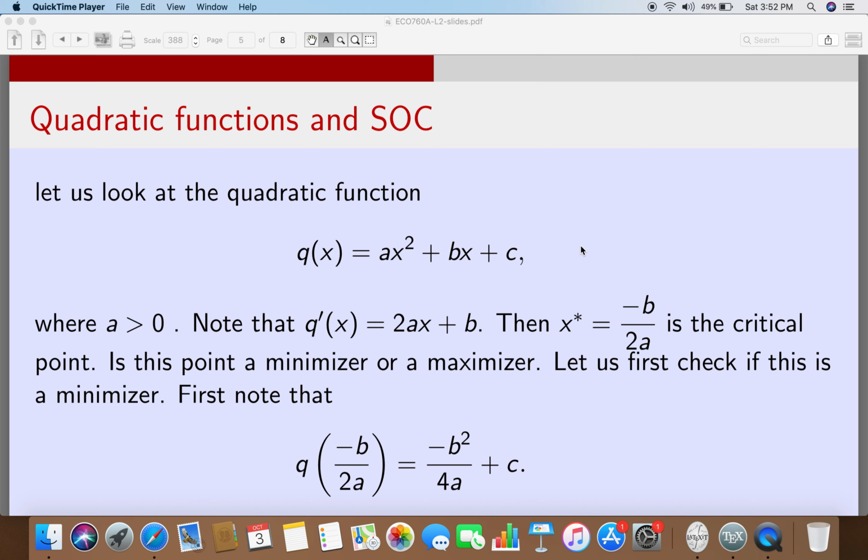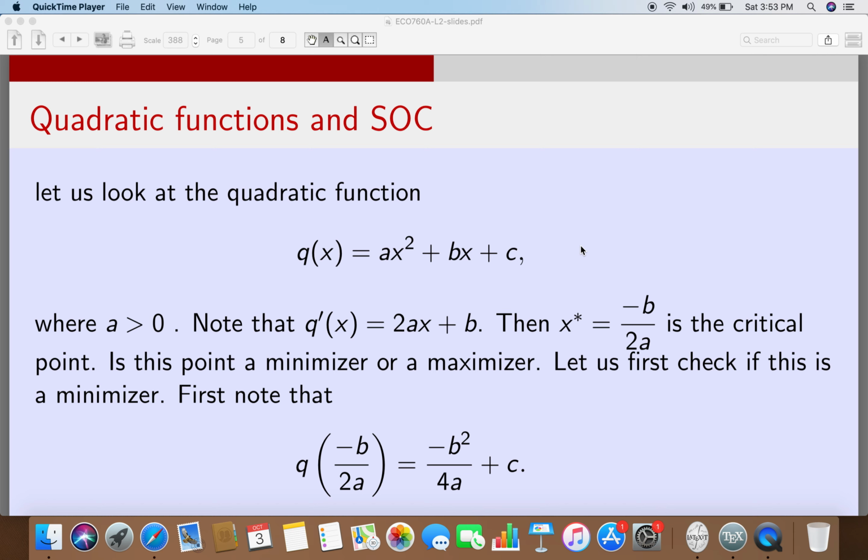Let us now look at this quadratic function q(x) equal to ax square plus bx plus c. You have heard about linear functions, you have heard about quadratic functions. Quadratic functions are known to you from your school days because you have studied quadratic equations. When you put q(x) equal to 0, you are studying a quadratic equation. Now in this particular case, I am choosing a to be strictly greater than 0.